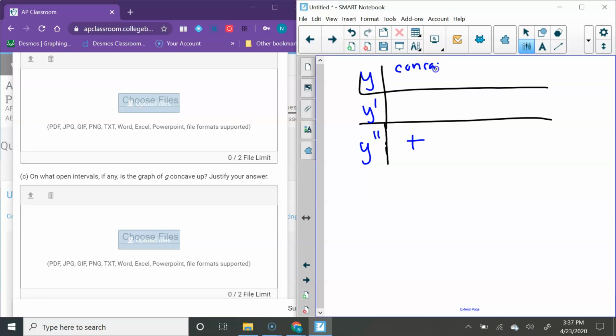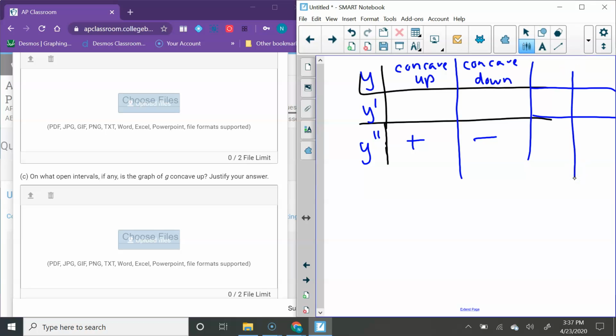concave up. And if the second derivative is negative, that tells us the graph is concave down. Alright, so if we think also about increasing and decreasing, if y is increasing, that means its derivative is positive. If y is decreasing, that means its derivative is negative.